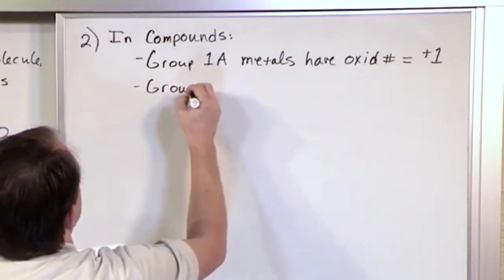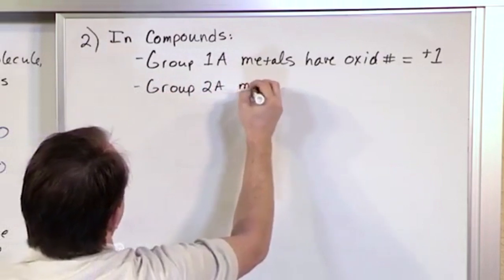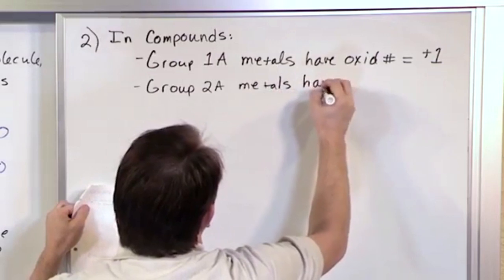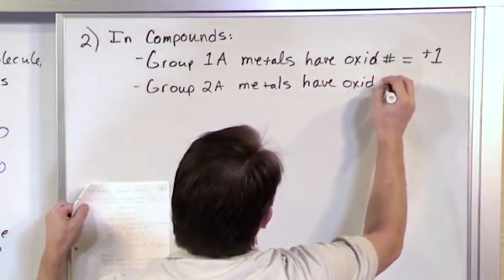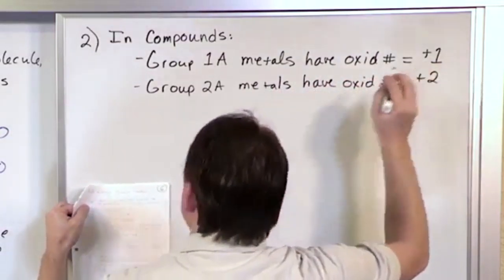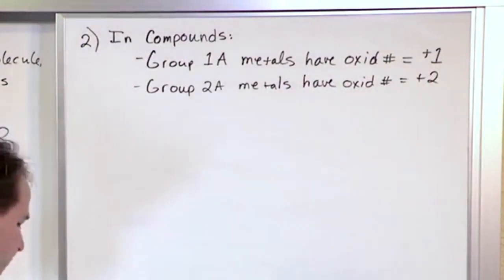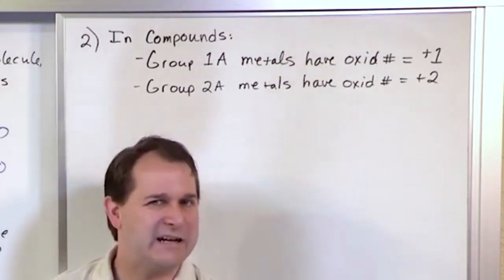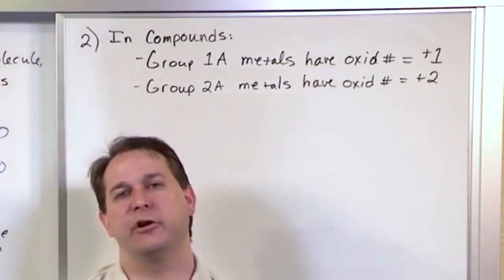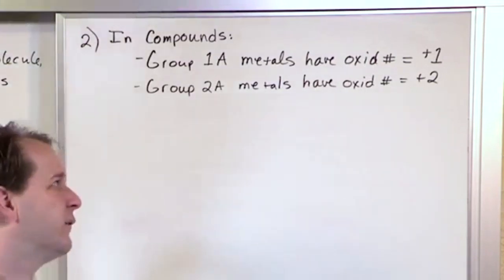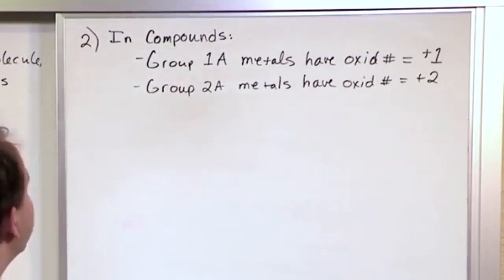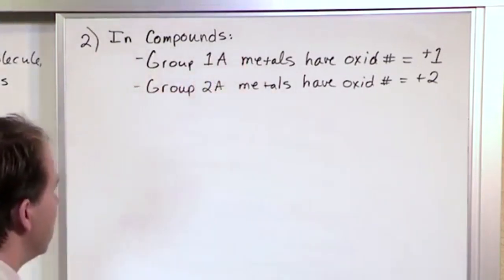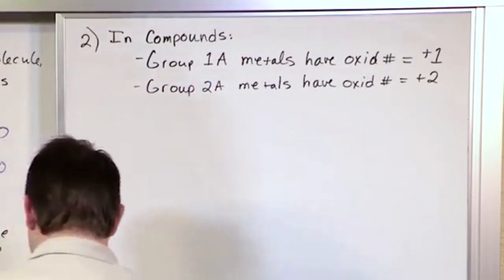Group 2A metals have oxidation numbers of +2. That's the column right next to the first one. So the first column wants to have a charge of +1. The second column, the one right next door, always wants to have a charge of +2. And again, we've been using this fact over and over, but we're just putting it on the board in a priority order, showing you this is very high up the food chain. These guys are extremely predictable, so we're going to see them all the time.